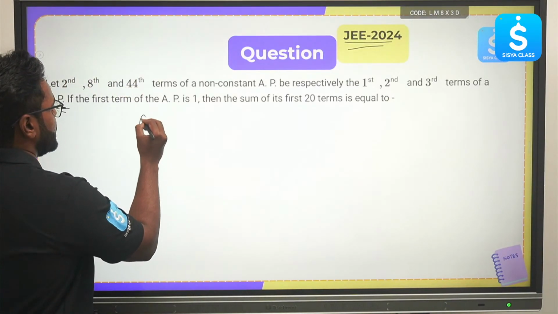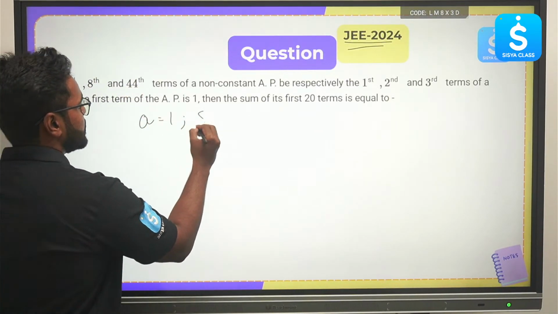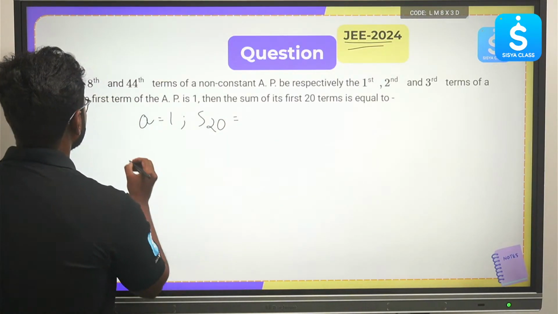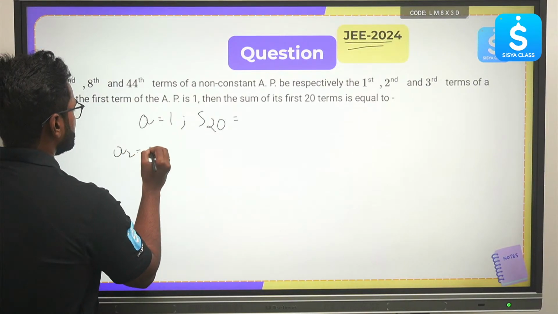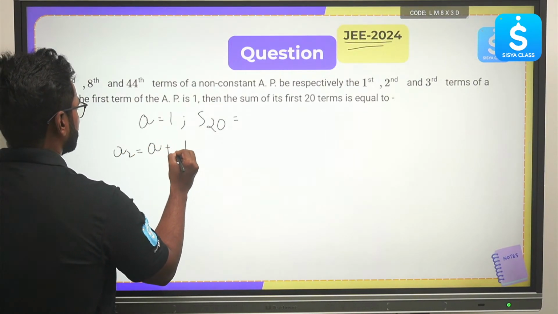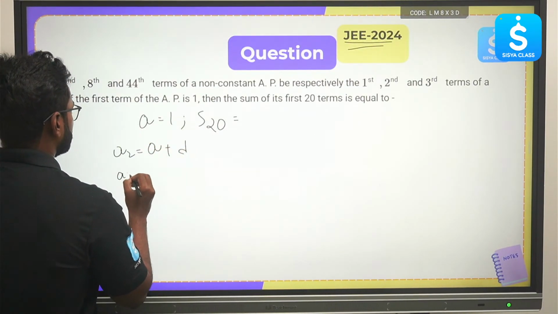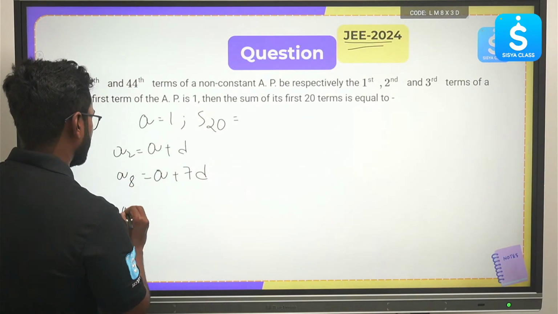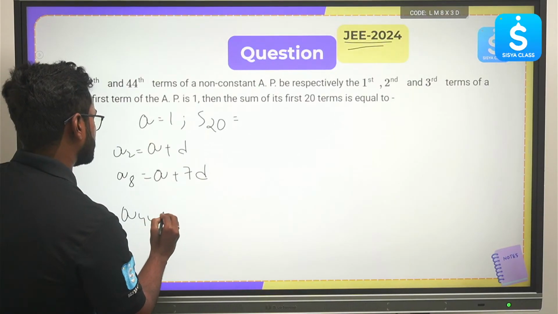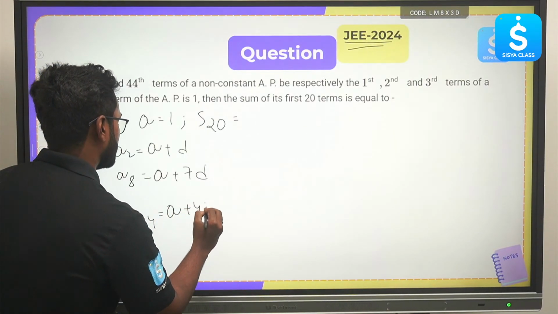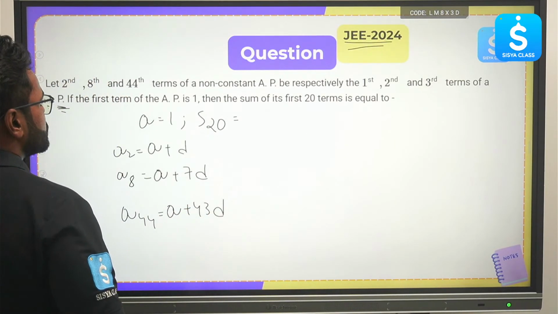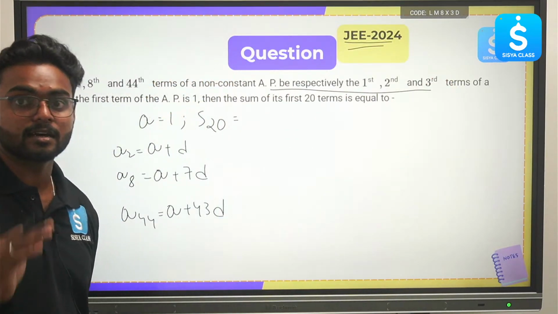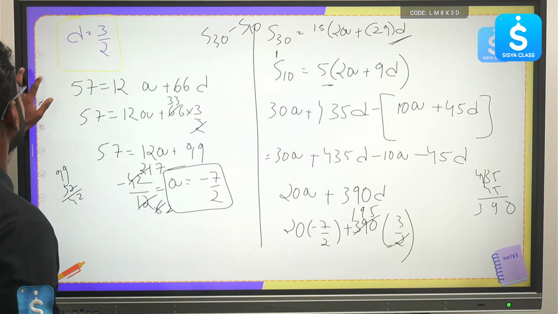We have been given A as 1. They have asked to find out the sum of 20 terms. Let us try writing this. A2 is equal to A plus n minus 1 into D, which is A plus D. A8 is equal to A plus 7D. And third we have A44 is equal to A plus 43D. Now in this question they have given us that these three terms are the first, second and third terms of a GP. Let us check the condition of a GP.